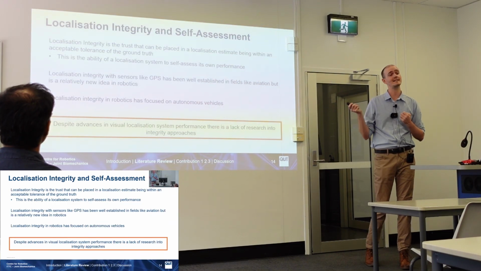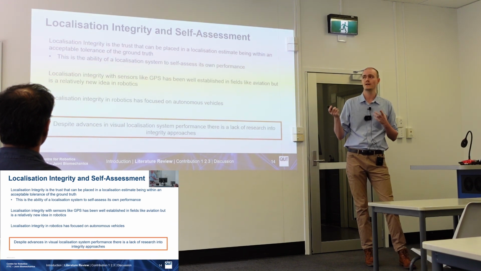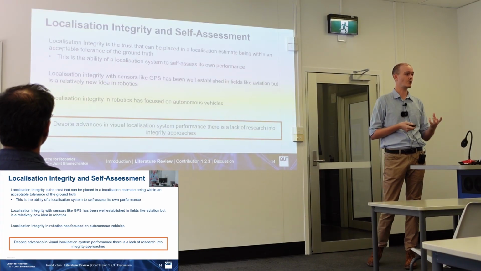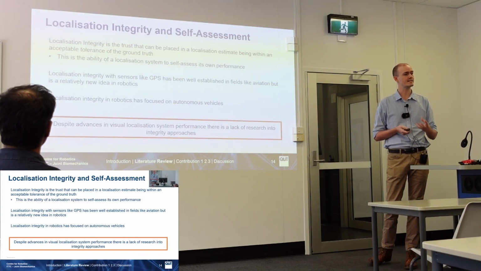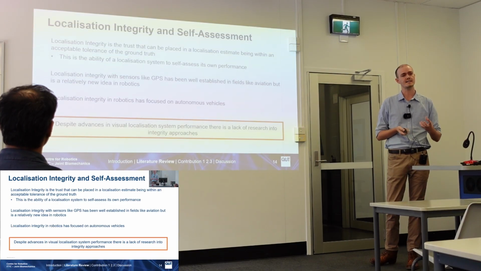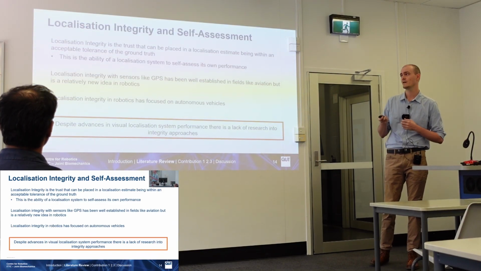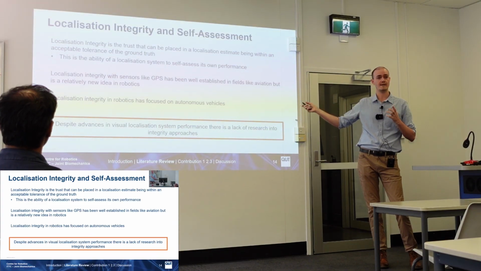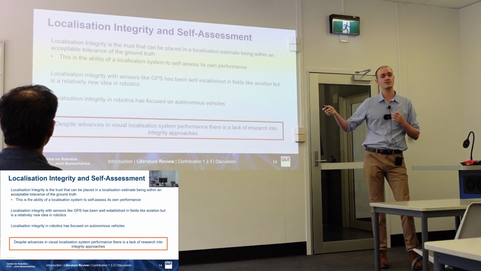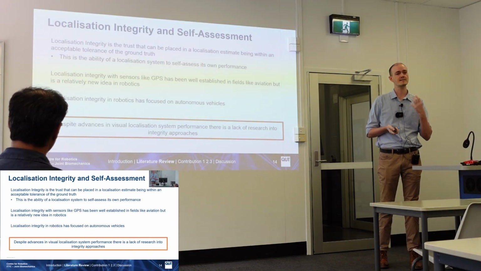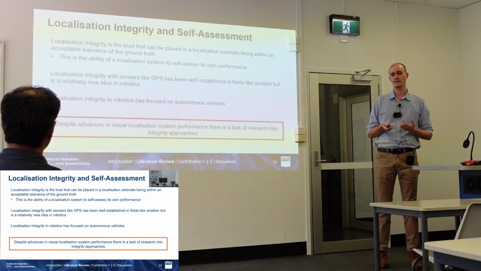And that brings us to localization integrity and self-assessment. Localization integrity is the level of trust that we can place in a localization estimate being within an acceptable tolerance of ground truth. It's the ability of a localization system to self-assess its own performance and make a decision as to whether or not it's acceptable or not. And this isn't by any means a new concept. In life-critical fields like aviation, localization using GPS has had integrity measures attached to it for decades. But this is still a relatively new idea in robotics.